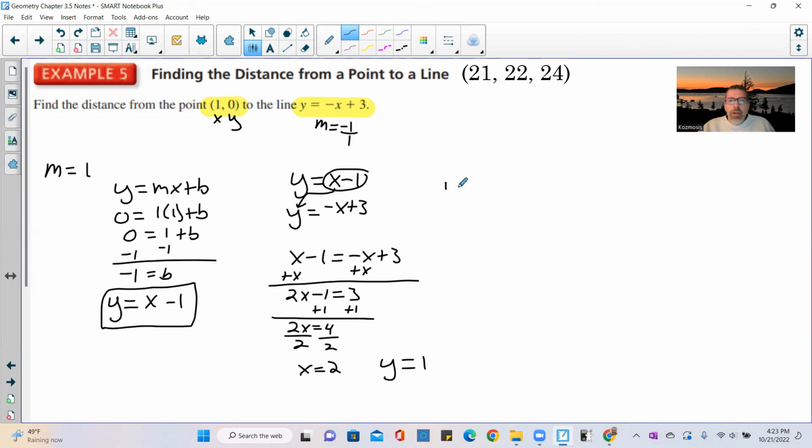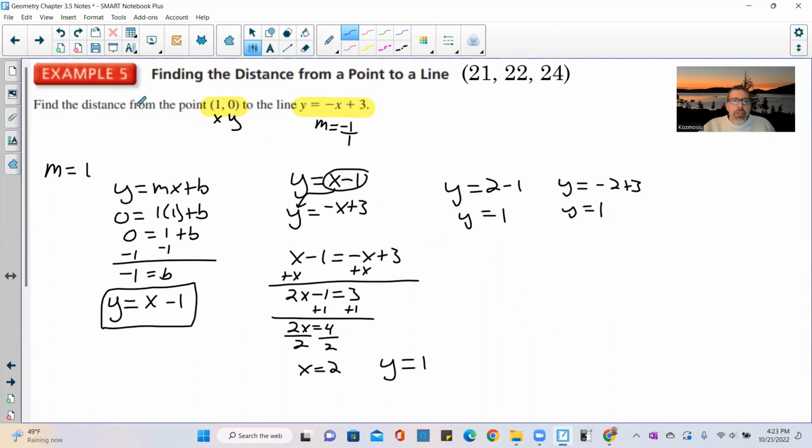I'll show that. Y equals my x I just found minus 1. Y equals 1. Put it in the other one. Y equals -2 plus 3. Y equals -1? No, it does not. Just kidding. -2 plus 3 is not -1. -2 plus 3 is 1. Okay, so it comes out to be 2, 1.